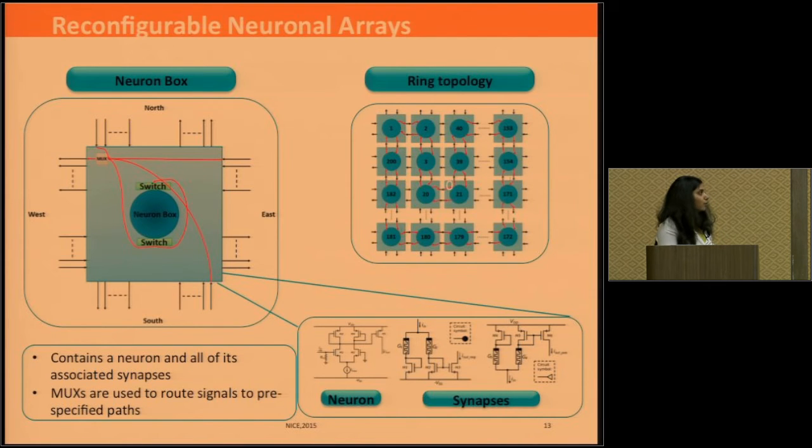So if you look at the ring topology, it's a 2D structure, a neuronal array. It looks like it's reconfigurable, and you could imagine if I use a random topology in this, it gets a little denser because of the connectivity.